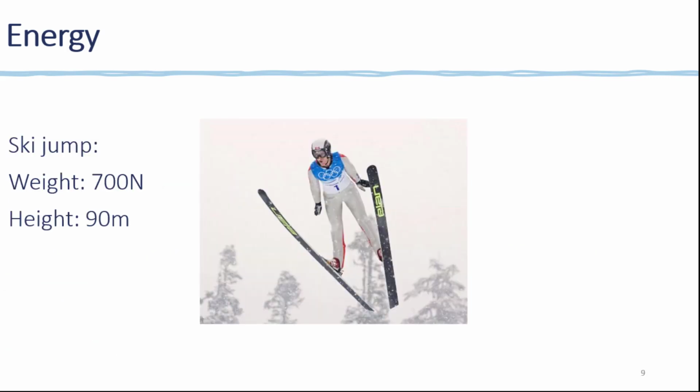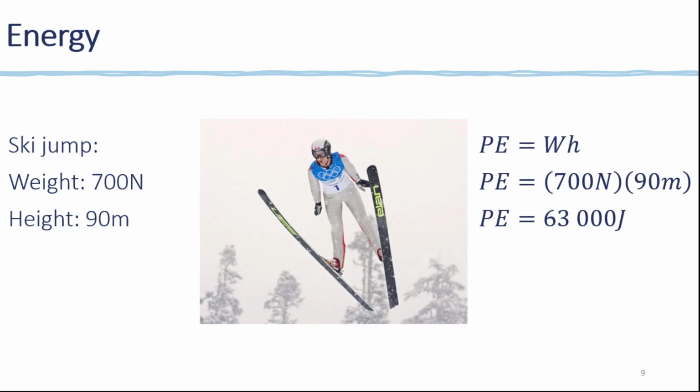For example, how much gravitational potential energy does a 700 Newton ski jumper have when taking off from the 90-meter jump? So you have the skier's weight and the height above the ground. And I encourage you to try to solve for the gravitational potential energy of the skier in this case. So potential energy is equal to weight times height. We plug in those values and we get potential energy of 63,000 joules.